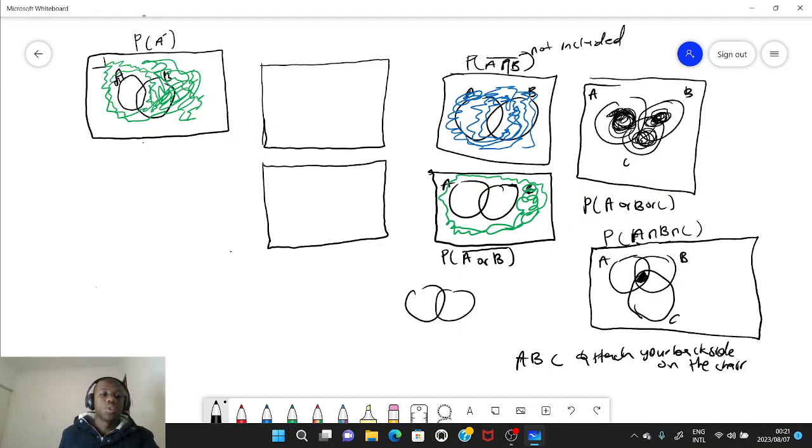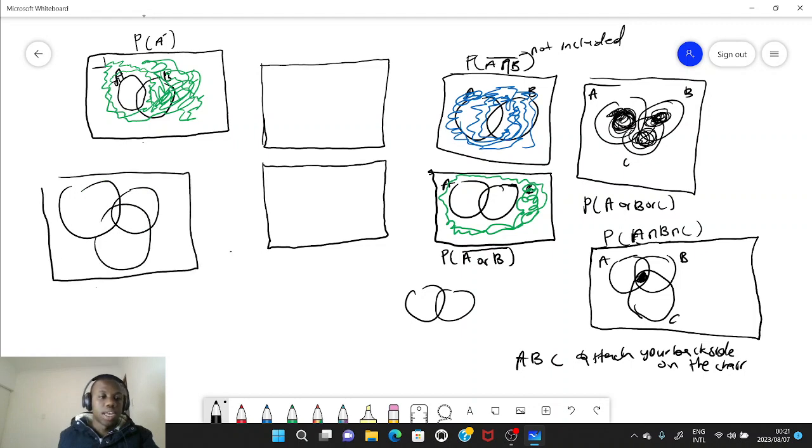Okay, so now we are dealing with three sets, and I said three sets represent three events. So in this manner, I'm looking for the probability of A or B or C not.